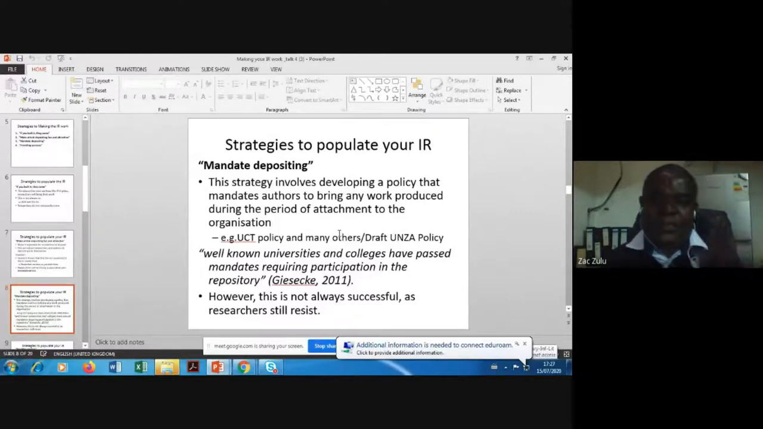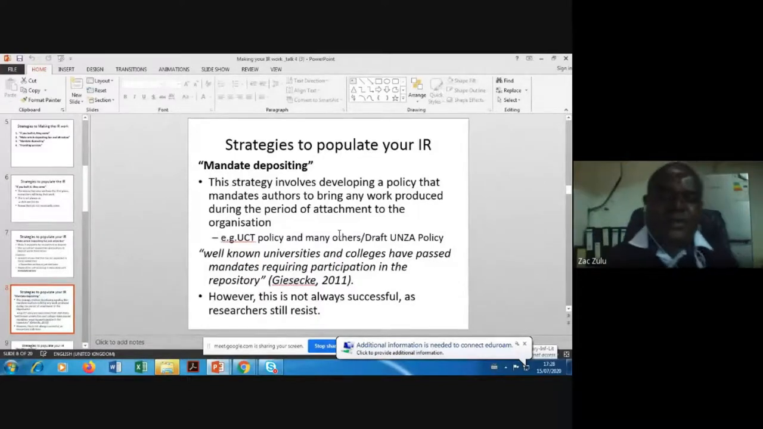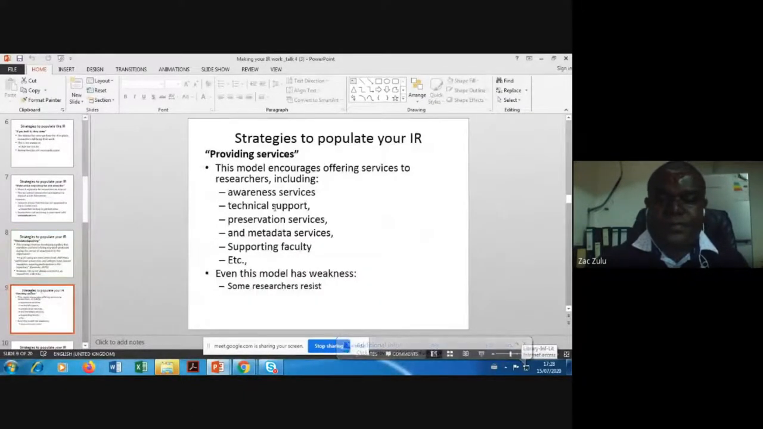If you look at our repository, if you have visited it, you find that the School of Education is leading in terms of staff work which has been archived in our repository. It's because of the aggressive marketing strategies which the IR department has put in place. And the School of Education is the first targeted department. We are moving from there. We shall go to Humanities, Natural Sciences, and so forth and so on.